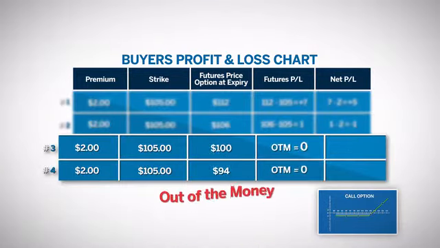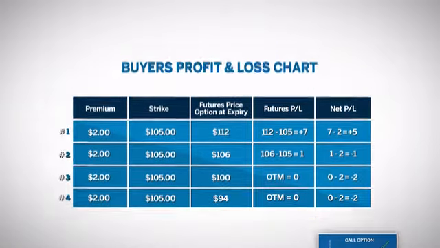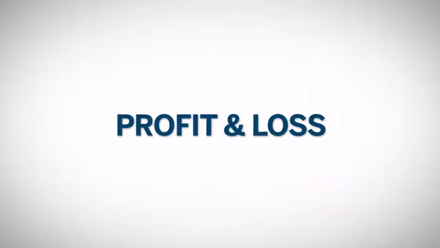Scenarios 3 and 4 are both out of the money options. In both cases, you would not exercise the option. Your net loss has been capped at $2, which is the full premium paid for the option. There you have it. Two views of profit and loss from either side of the same transaction.